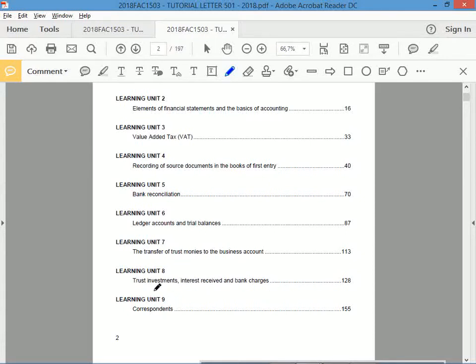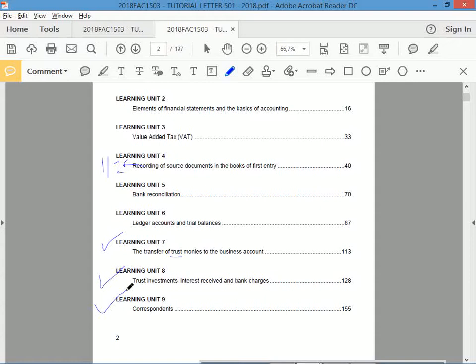Again, something separate relating to accounting, but focusing again on the whole idea of client money and the business money. So that's a big focus now. Well, half of 4 was covering trusts. 7 is covering trusts, 8 is covering trusts, 9 is looking at correspondence, also covering trusts. So lots and lots of trust accounting.